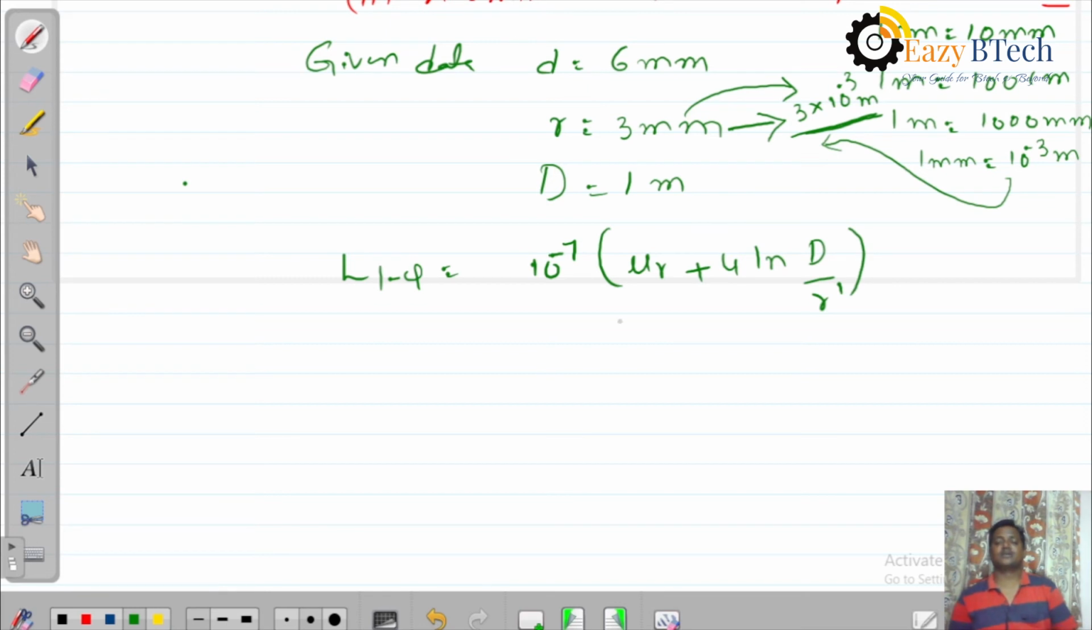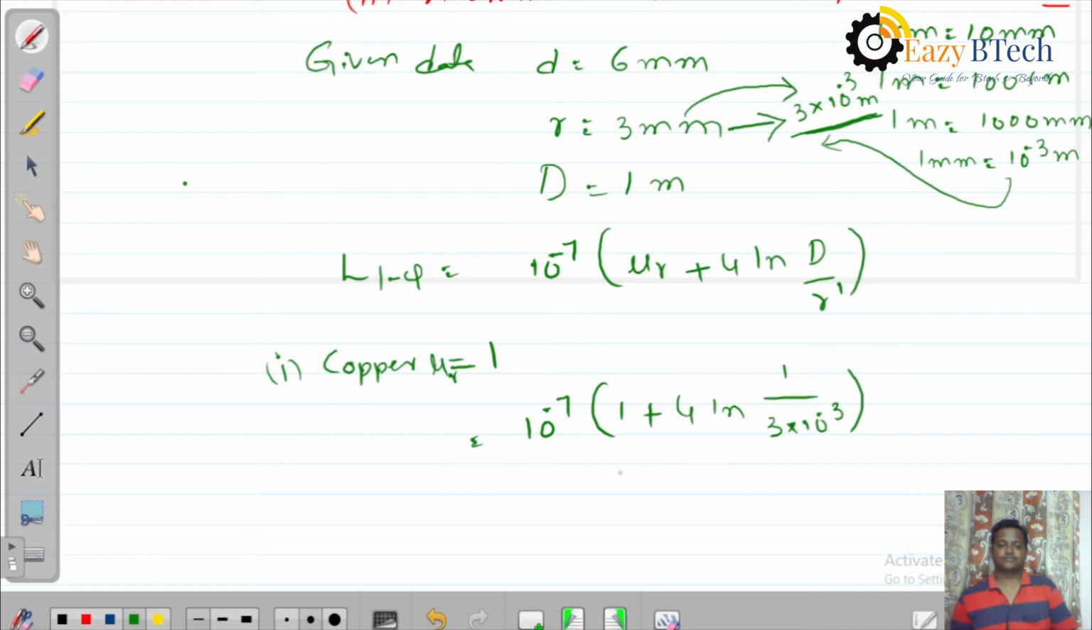This is the formula for internal. We have to add internal and external. This is the formula for single phase. Then substitute the values for copper. If it is a copper conductor, first case, mu r equals 1. Therefore, substitute mu r equals 1. What do you get? Plus 4 ln 1 by 3 into 10 power minus 3. Calculate this value. We can get this value equal to 2.424 Henry per meter.